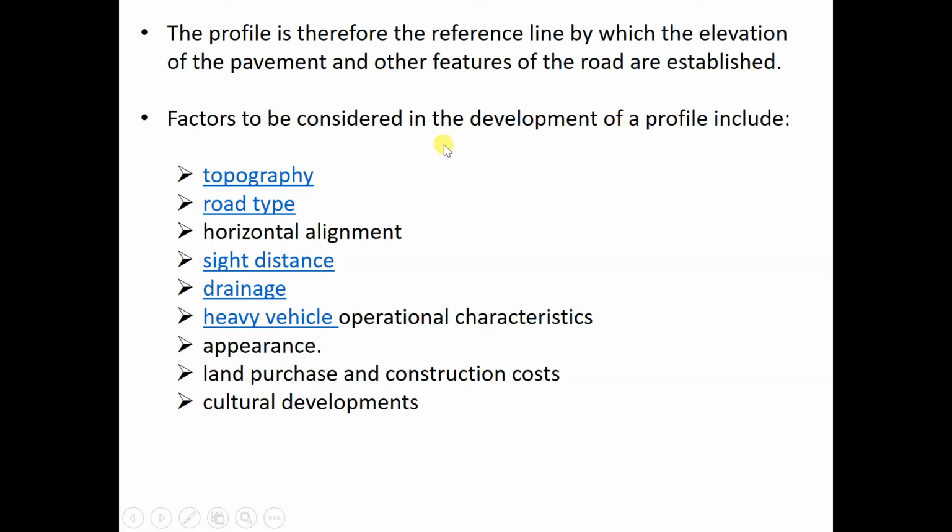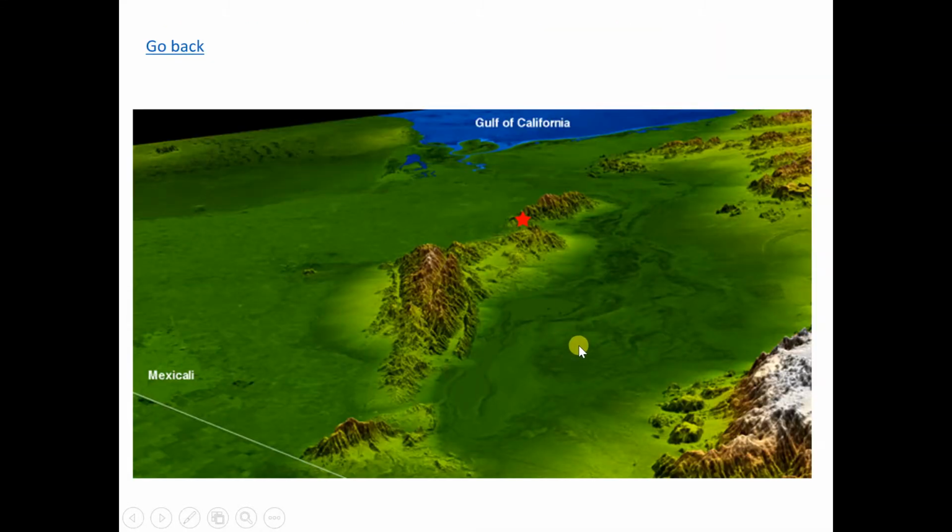The factors to be considered in the development of the profile. There are quite a number of them, nine of them. These are the things that we need to consider when we do the vertical alignment. First, the topography, the land, whether it's flat, whether it's rolling, whether it's mountainous.